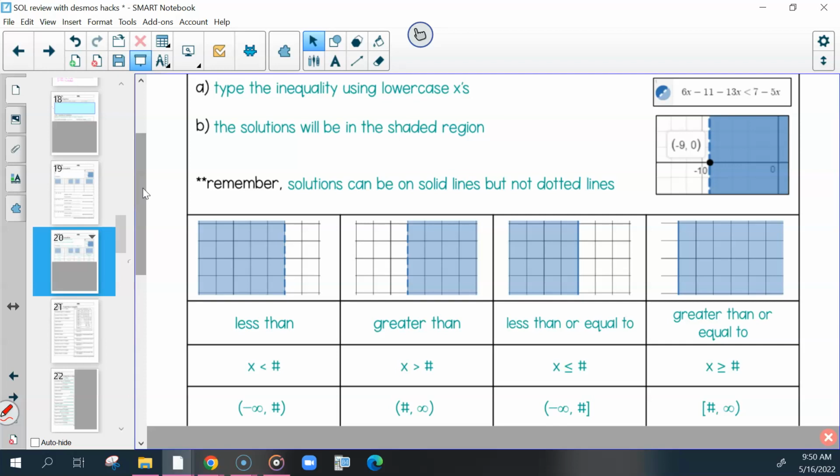Less than or equal to would be x is less than or equal to that number. Then negative infinity with parentheses to whatever number with a square bracket. And then greater than or equal to would be x is greater than or equal to that number with a square bracket, that number to infinity with a parenthesis.